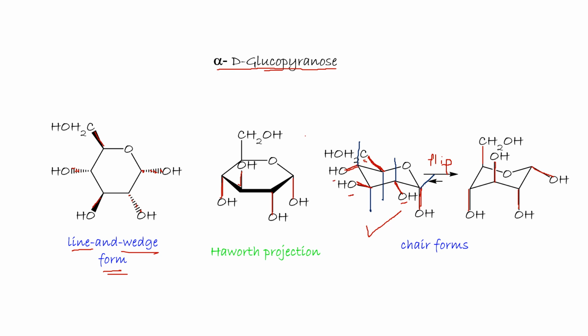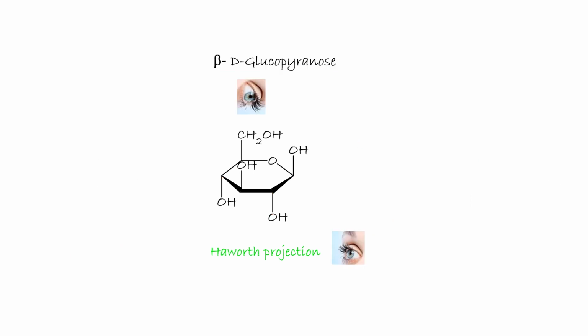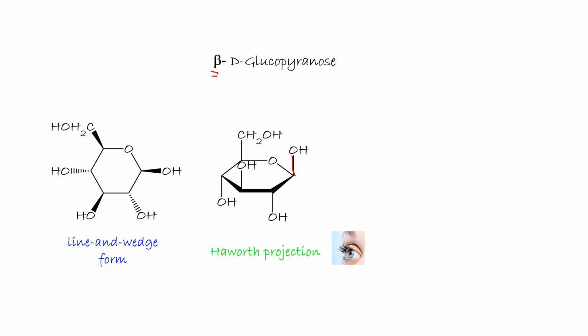Go back to organic 1, stereochemistry. Now, if we have the beta, the OH is up. Okay? Now, if I look at the molecule from the top, then you have this up, this down, this up, this down, this is up.